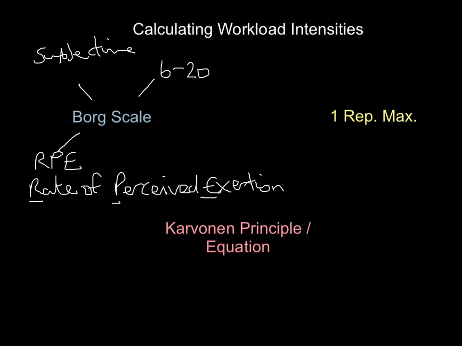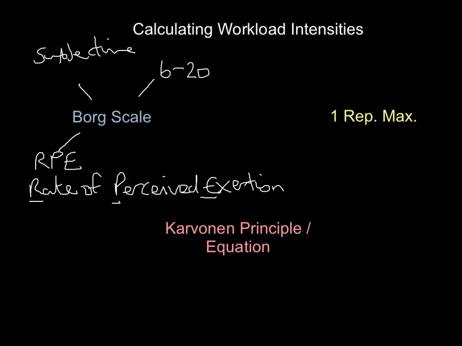That can actually be a bit of a downside in terms of it's not scientifically accurate. So that's a disadvantage of this method potentially. The advantage is, because it's subjective, because it's based on opinion, it's very quick, it's very simple, it's very easy to use. Okay, so they're the key points on the Borg RPE scale.